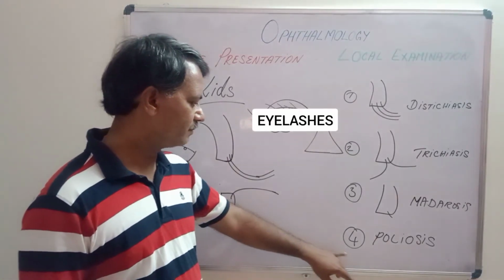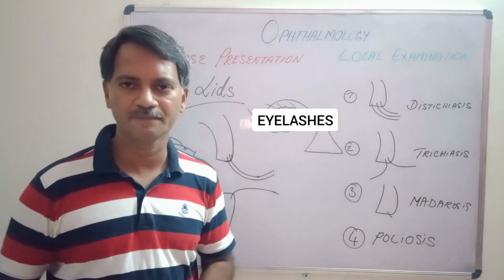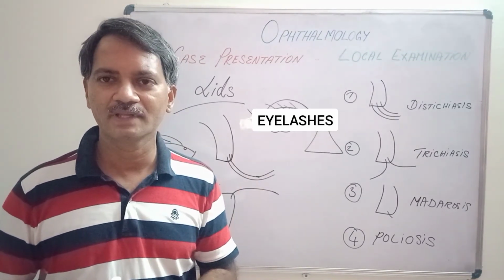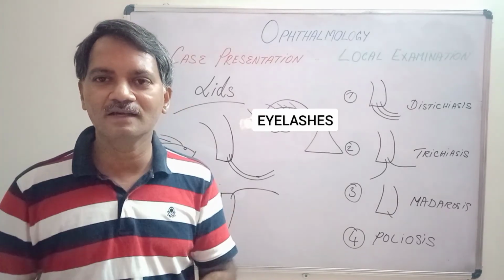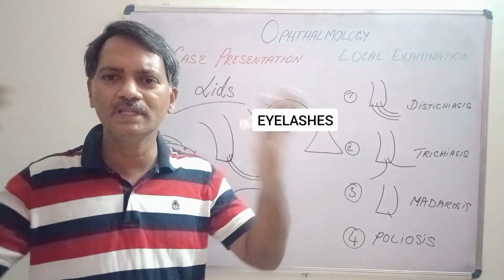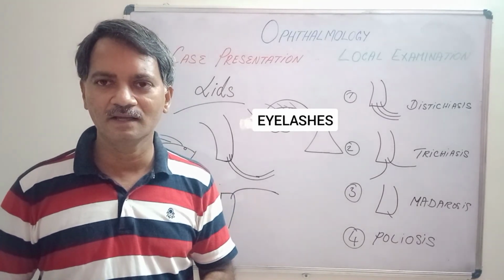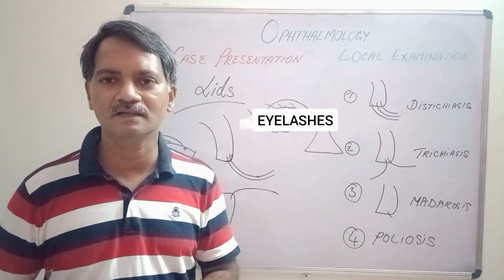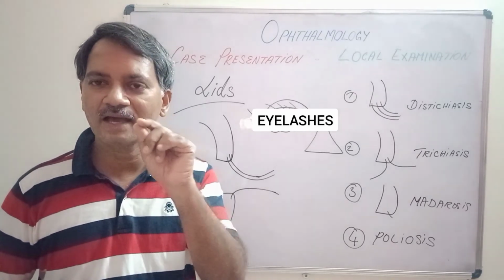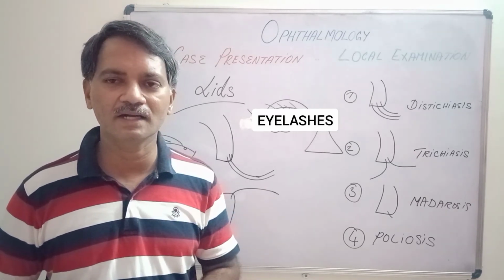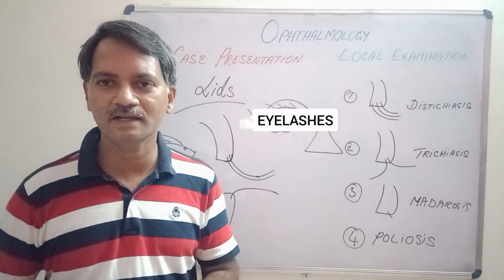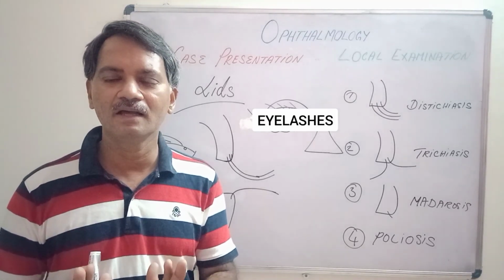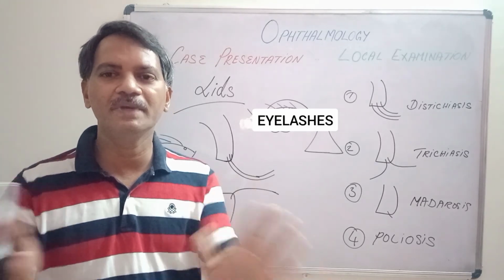The fourth abnormality with the eyelashes is poliosis. Usually, even at the extreme of old age, the eyelashes will be black in color. Even if all the hairs in the body have become white, this does not change its color at all. Very rarely it will change. But if eyelash hairs become white in color at a very young age, that is called poliosis. Poliosis is connected with a deficiency of melanin pigment.